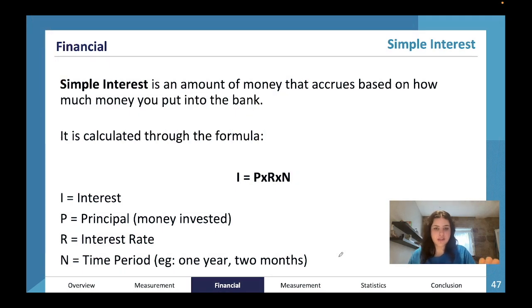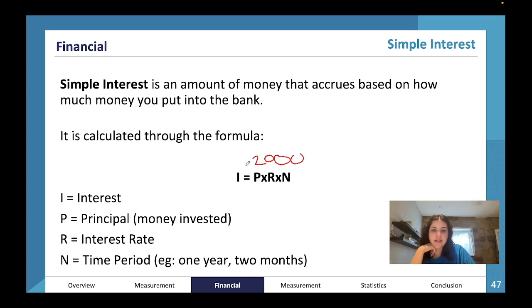Okay, simple interest. Very, very important you understand this formula. It's the amount of money that accrues based on how much money you put in the bank. So say you have $2,000, you give the bank $2,000. They're going to calculate simple interest, if that's what you elect to do, on that $2,000 indefinitely. So they're just going to keep doing it unless something happens in the investment, there's a closure period, whatever it is. They're always going to calculate interest on the original amount that you invested.